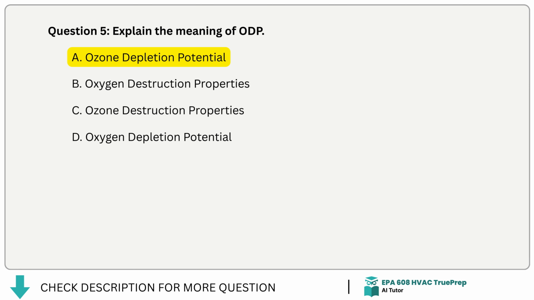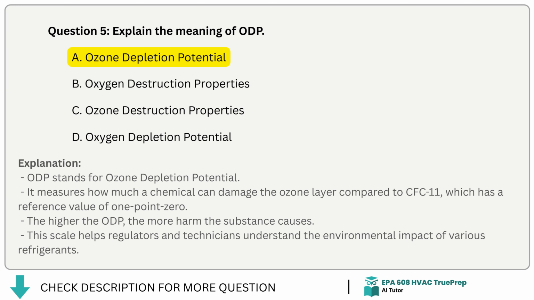Ozone depletion potential. ODP measures how much a chemical can damage the ozone layer compared to CFC11, which has a reference value of 1.0. The higher the ODP, the more harm the substance causes. This scale helps regulators and technicians understand the environmental impact of various refrigerants.